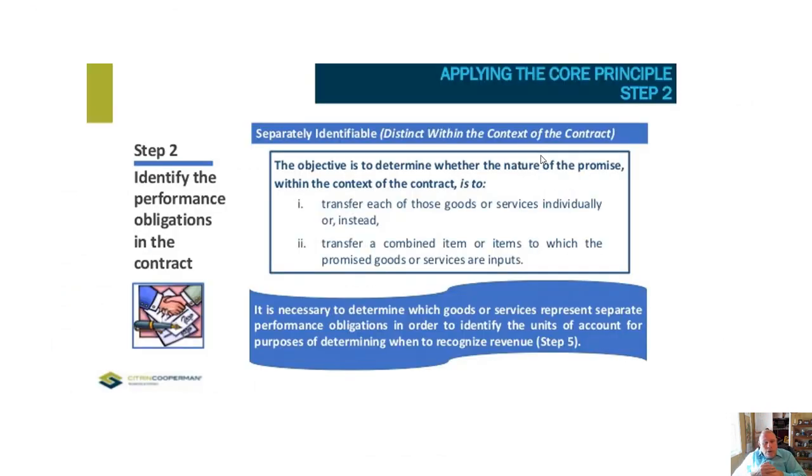Step 2, identify the performance obligation in the contract. A little bit more. What we're trying to do is determine whether the nature of the promise within the context of the contract is to transfer each of these goods or services individually, or are they combined in a package? Because it's necessary to determine which goods or services represent separate performance obligations, POs, to identify the units of account for purposes of determining when to recognize that income.